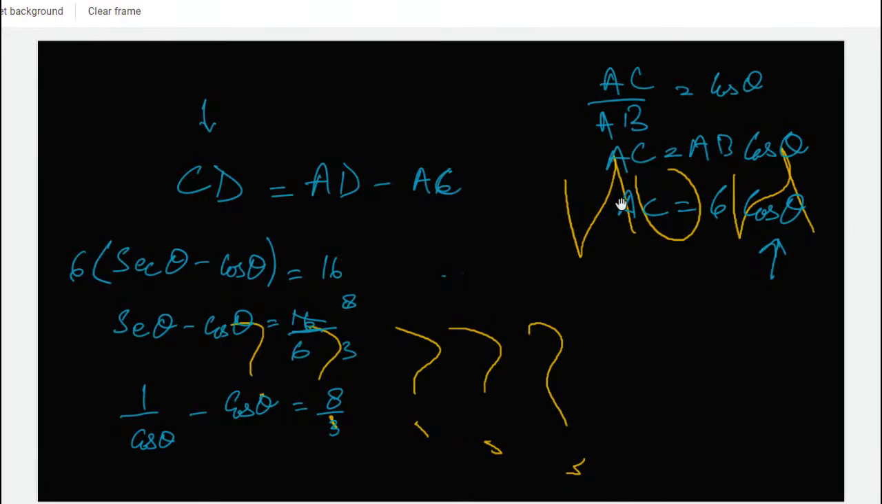Okay, so this thing will become 1 minus cos squared theta is equal to 8 by 3 cos theta. AD we calculated earlier: AD is 6 sec theta.